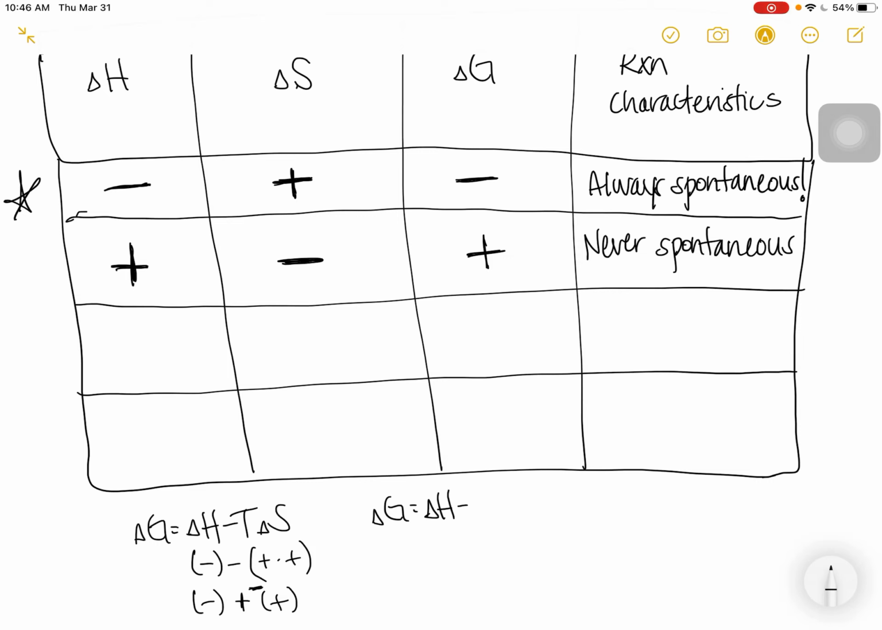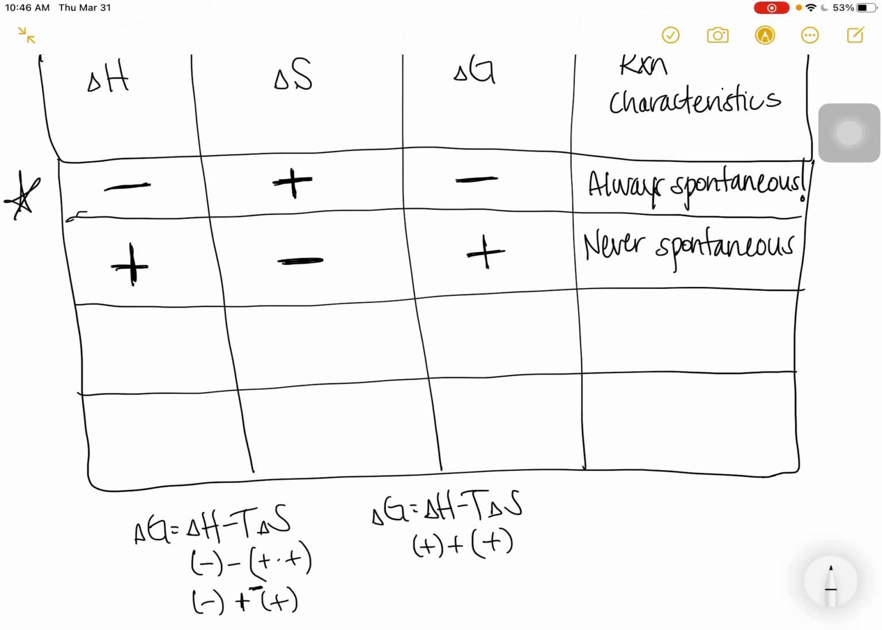Again, you can prove it. I'll prove it real fast. So if delta H is positive and T is positive and S is negative, then a positive times a negative is a negative. And another way to say subtracting a negative is adding a positive. So in this case, you'd have a positive plus a positive, and there's no choice but for delta G to be positive. Okay, so if you know the first situation, you know the second situation.